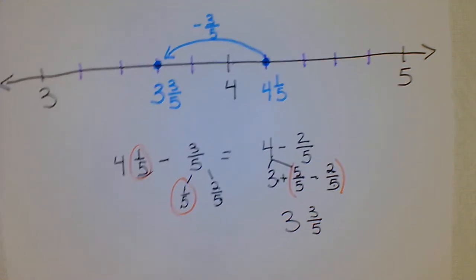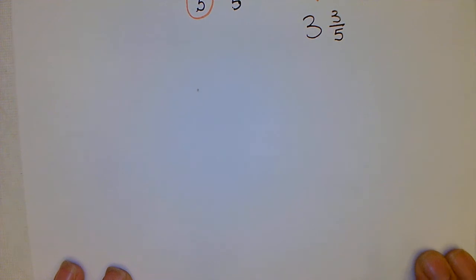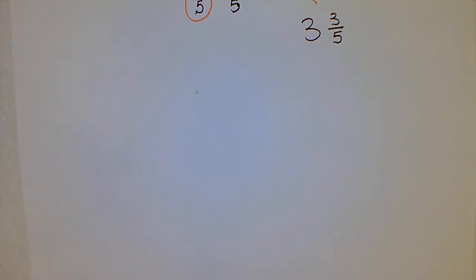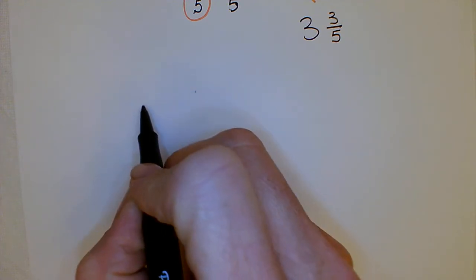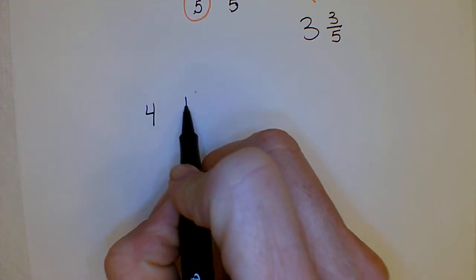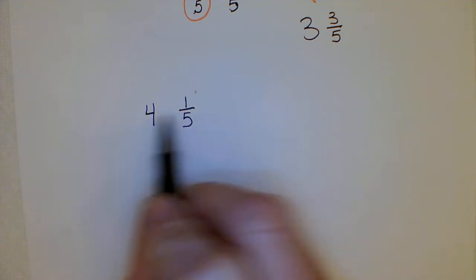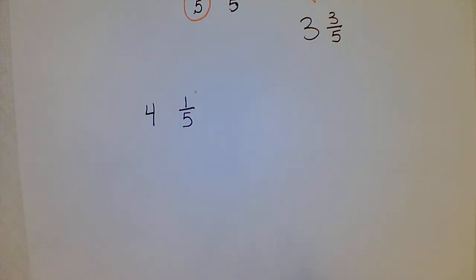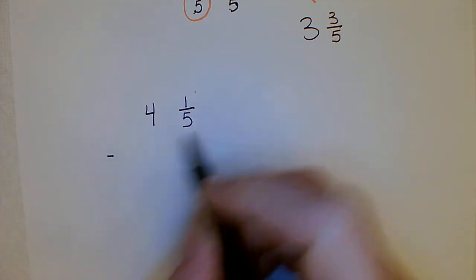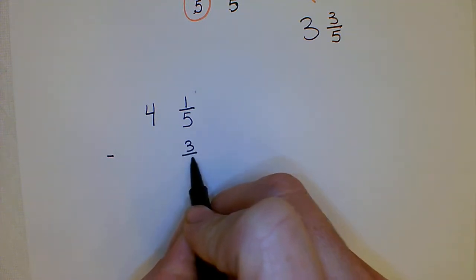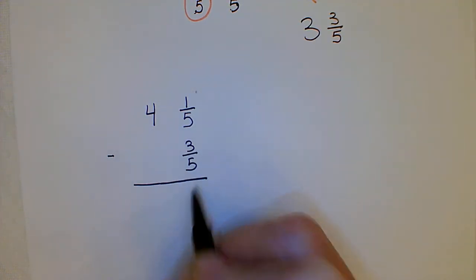But this is going to be a little different, and this might work for some of you. Again, for now, you get to pick whichever way works best for you. So let me write what we're starting with. We have 4 and 1/5, and you can see I'm giving us a little bit of room to work with here. And I want to subtract 3/5. And again, I just want to really give us room to work.